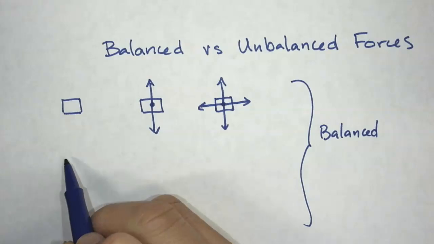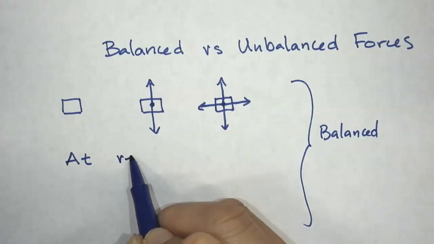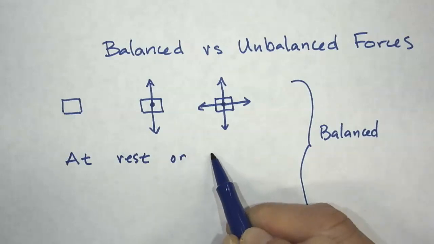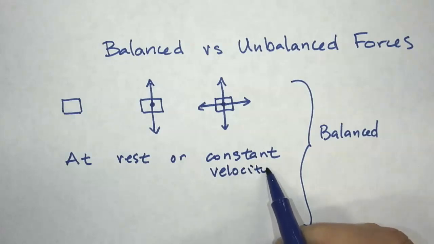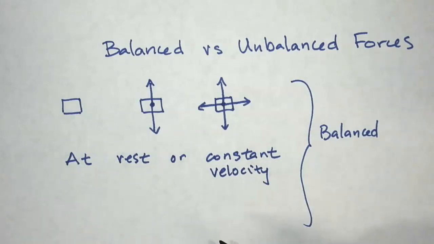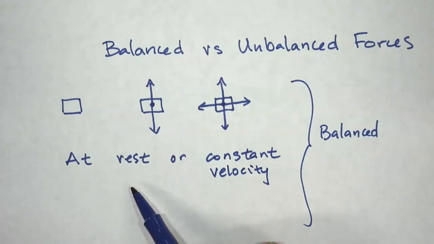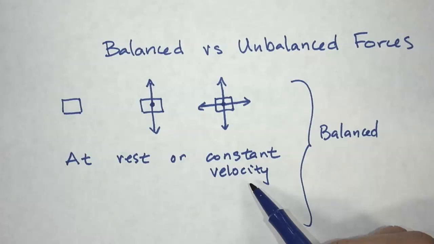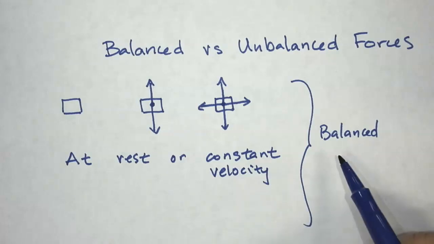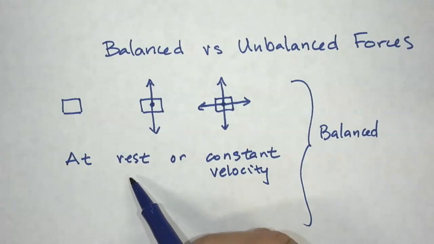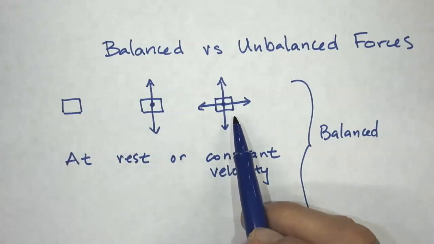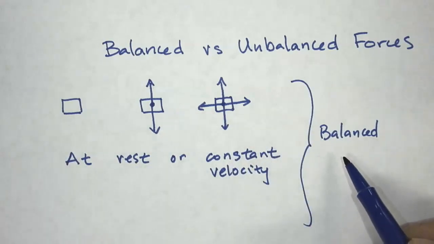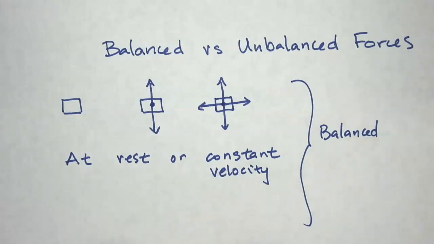When the forces are balanced, then the object will either be at rest or moving at constant velocity. And from Newton's first law, we know that an object at rest will stay at rest. An object that's moving will continue moving at constant velocity if there's no unbalanced forces. So if the forces are balanced, objects at rest will stay at rest. Objects in motion will continue in motion. Now, in all three of these situations, the forces are balanced. Therefore, they will continue their state of motion.